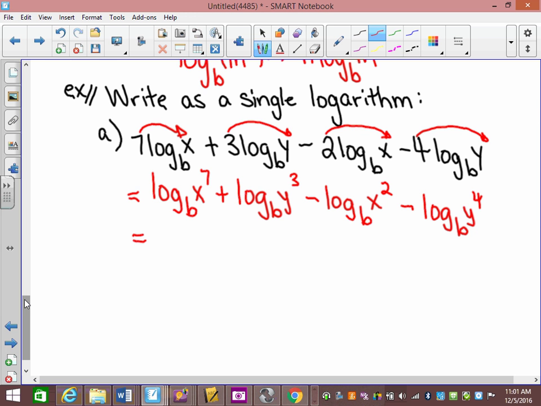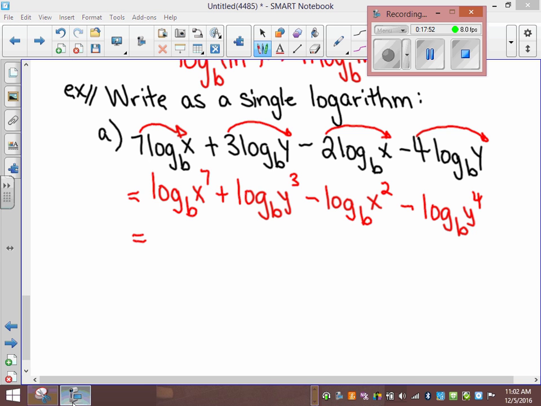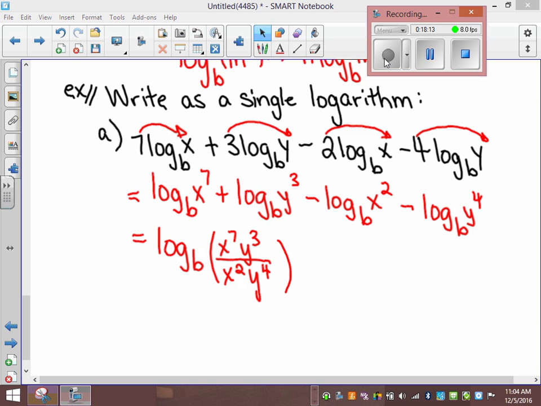And now we're back to a question we did before. Try and do it. With the C's and D's, we did one. So we have log base b. X to the 7 is on the top because there's a plus 1 in front. Y cubed is in the numerator because it has a plus 1 in front. X squared is in the denominator because it has a minus 1 in front. Y to the 4 is in the denominator because there's a minus 1 in front.